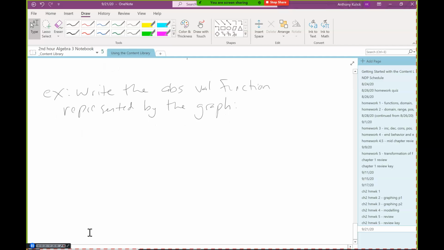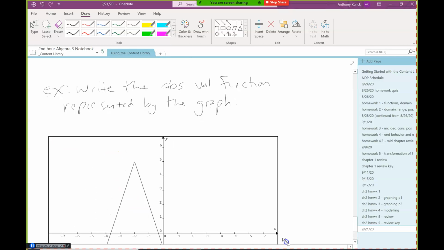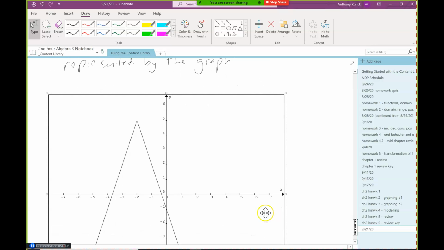So let's get a nice, neat looking graph. That's not what I asked for. Try it again. Let's make that big so it's easier to see.